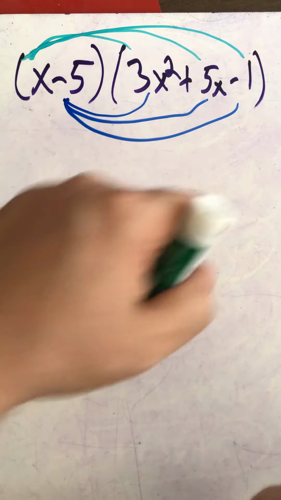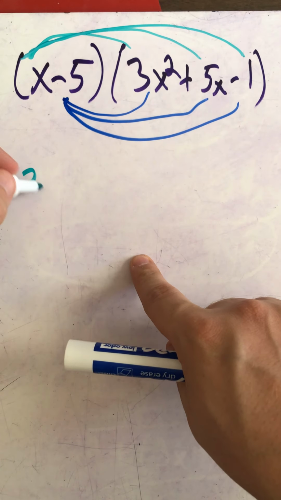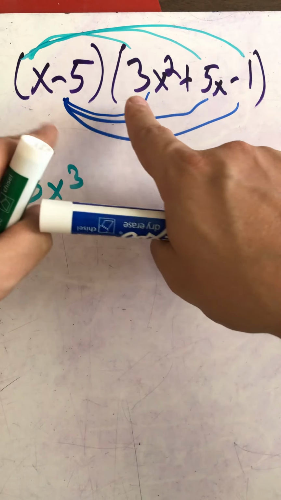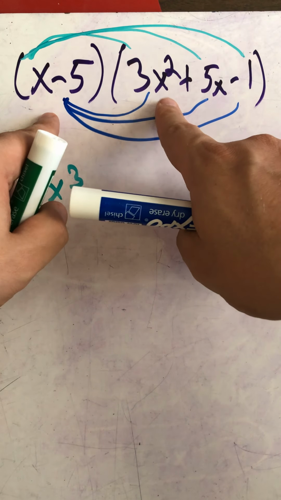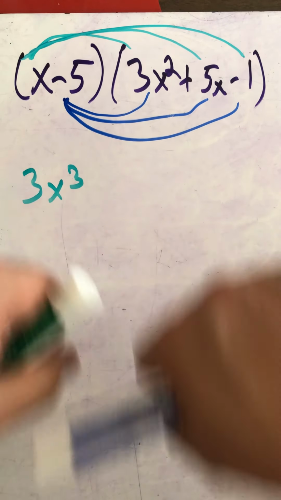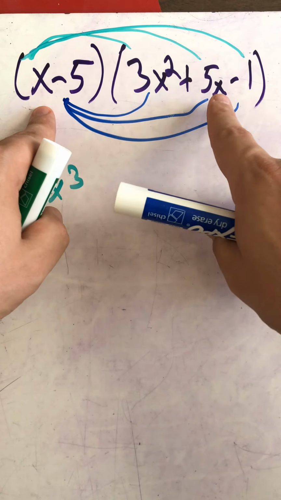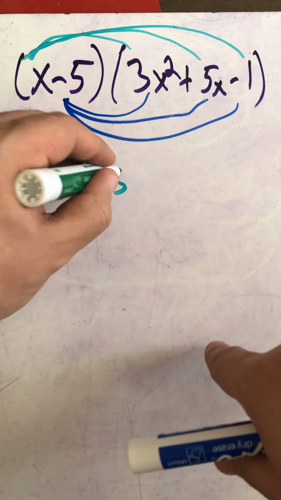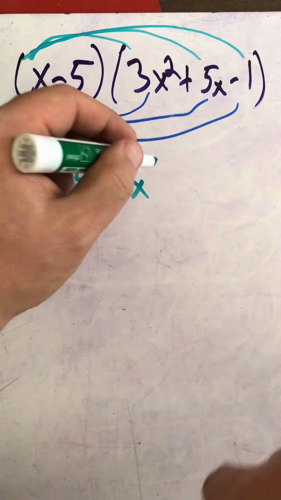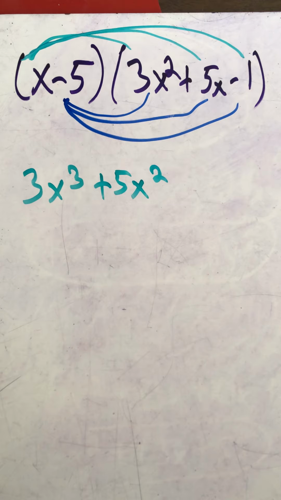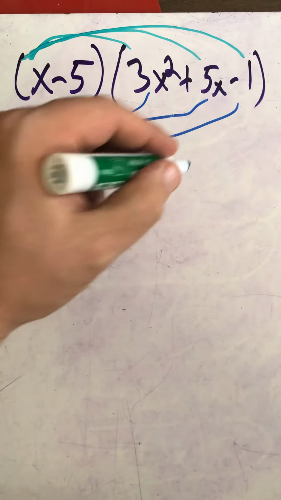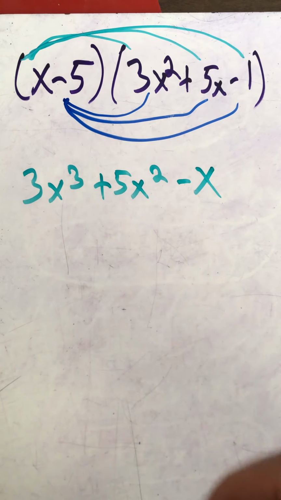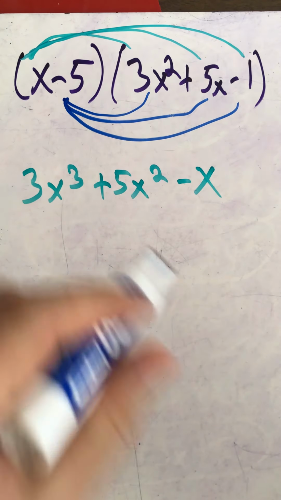So now we have x times 3x squared. That is going to be 3x to the third, because we have 3 x's. 3 times 1 is 3. X times x squared, that's where we get the x cubed. X times plus 5x, well, 1 times 5 is 5. We have 2 x's, so it's going to be x squared. X times negative 1, self-explanatory, negative x. Congratulations, you just took x times all that.